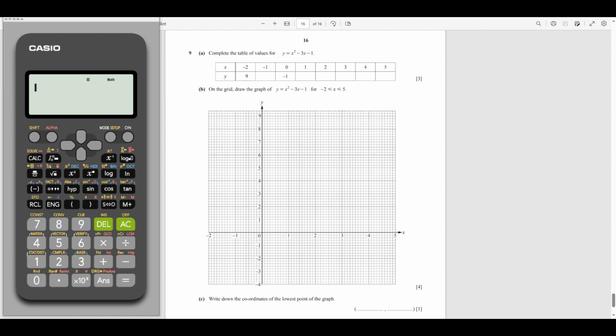So you can use regular substitution, that is -1 squared minus 3 times -1, and then -1 again, for the value of y when x is -1. This is the basic method, right?